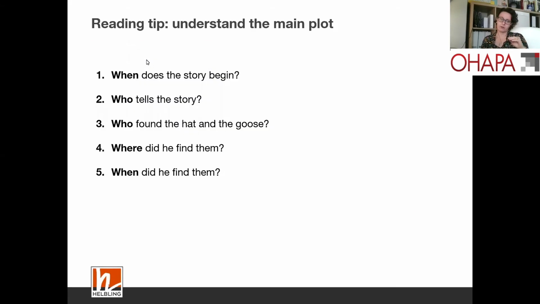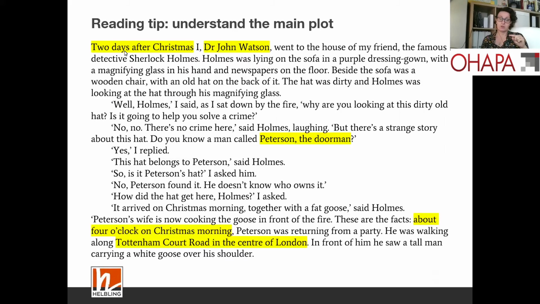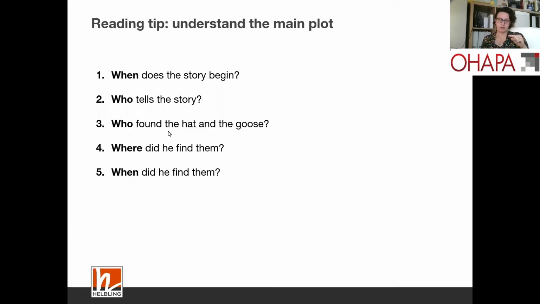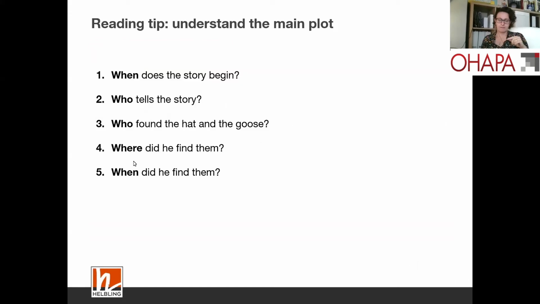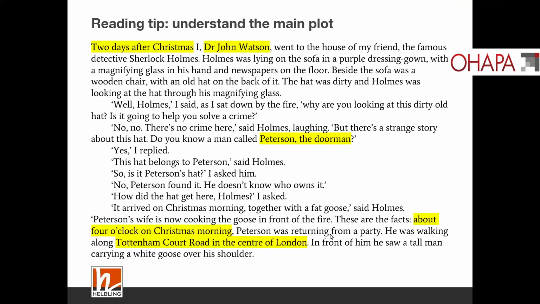all the answers. So for example, when does the story begin? Two days after Christmas, Dr. John Watson. And then we know who found the hat and the goose, so we have to find a new name. There's a doorman, Peterson. Where did he find them? So we have to look for a place. Tottenham Court Road in the center of London. And at what time? At 4 o'clock on Christmas morning. So you get all the facts. And this way you are preparing your students to look for facts in text.